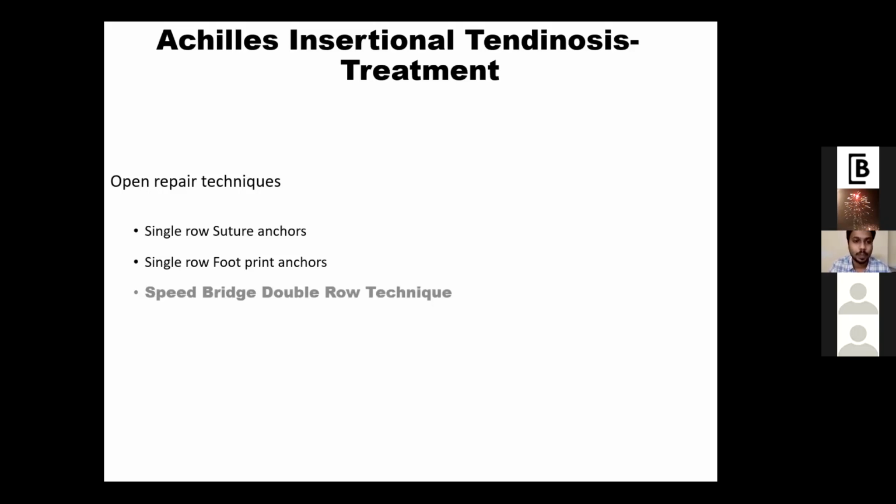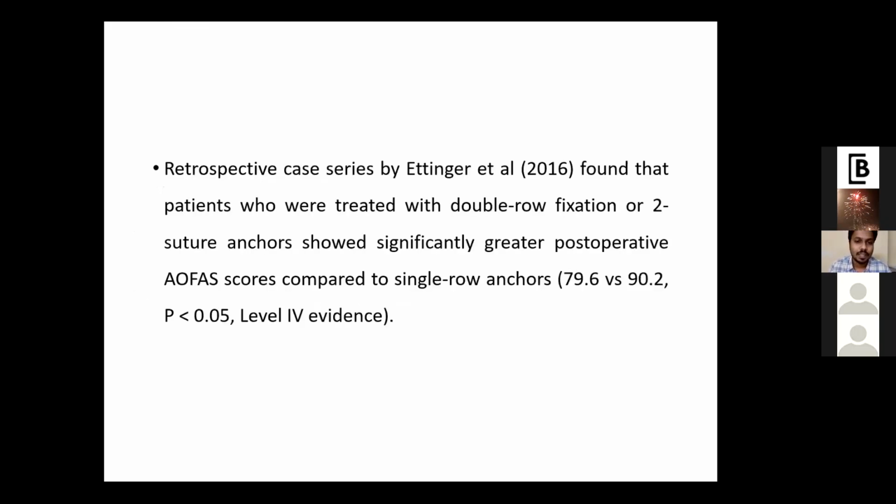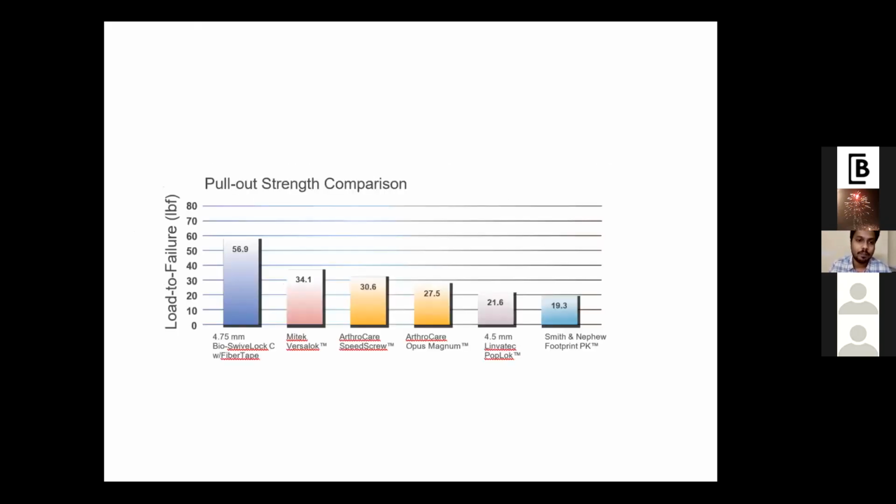So what makes this superior? There are studies which have found that patients who have been treated with double row fixation have shown significantly greater AOFAS scores postoperatively when compared to single row anchors. And in the pull-out strength comparison, you can see here the BioSwivelLock with FiberTape has got the greatest pull-out strength when compared to the other fixation devices typically used in the single row technique or in the footprint technique.